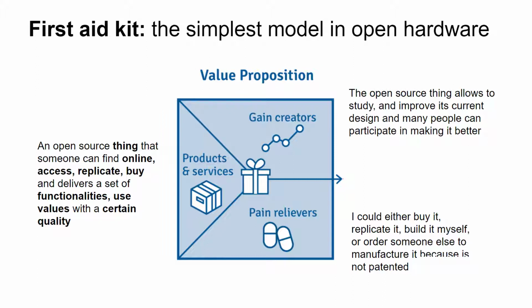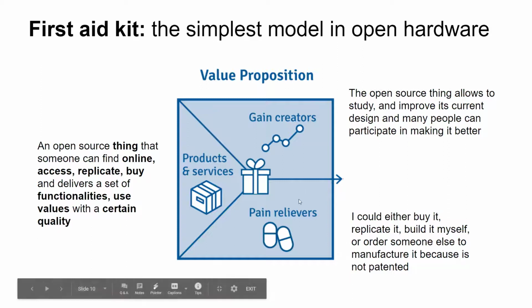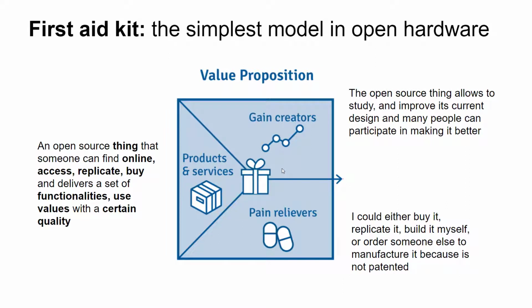And we wanted to give you a first aid kit, the simplest model in open hardware that we can wrap or explain. And you are probably familiar already with this image of the value proposition, but basically something that is constant for every open hardware project is that anyone can find it online, anyone can access, replicate, and build the hardware you are designing, and they can also study and learn from it.